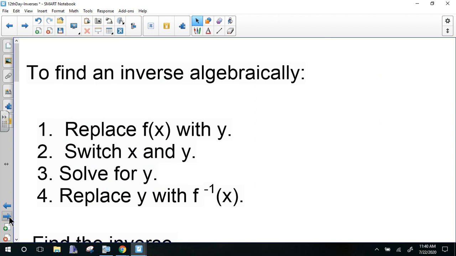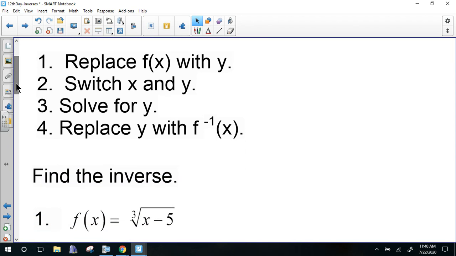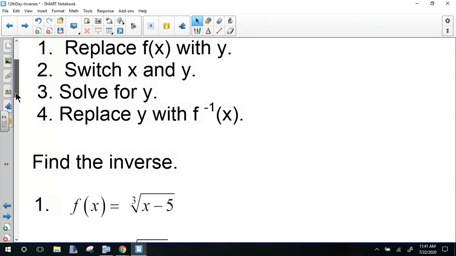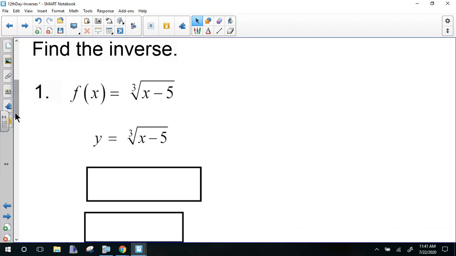So to find an inverse algebraically, here's the main part. To find an inverse algebraically, we want to replace the f of x with a y. We want to switch our x and y and solve for the y. And then in the end, we're going to replace it with f of negative 1 of x.